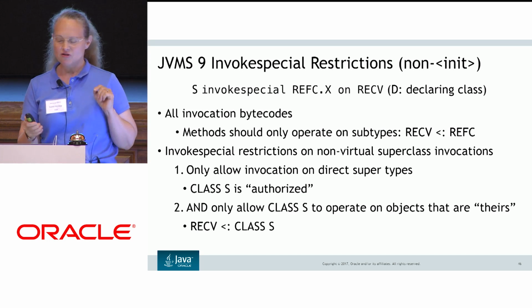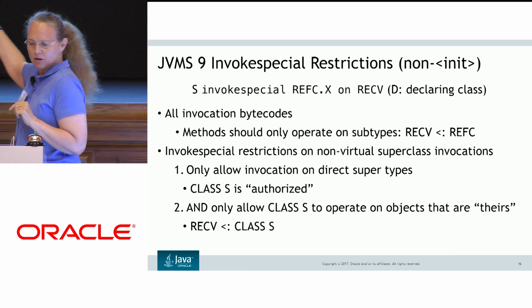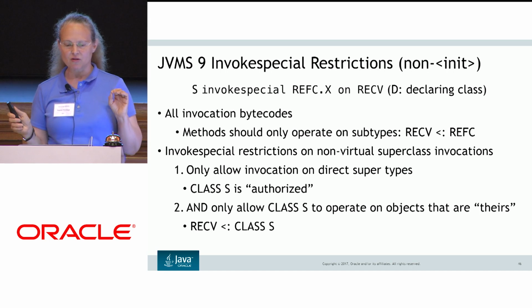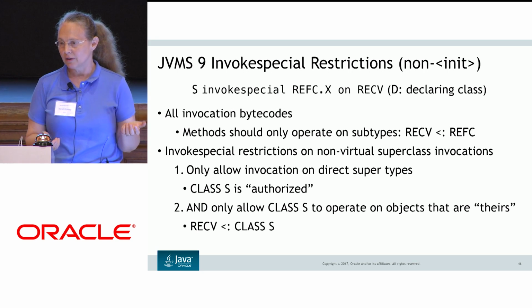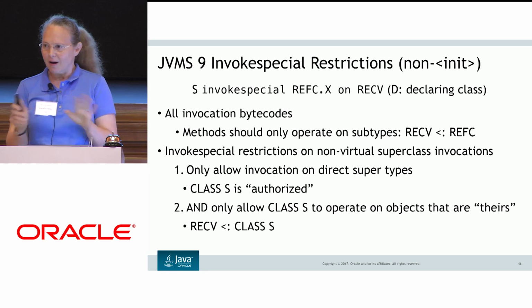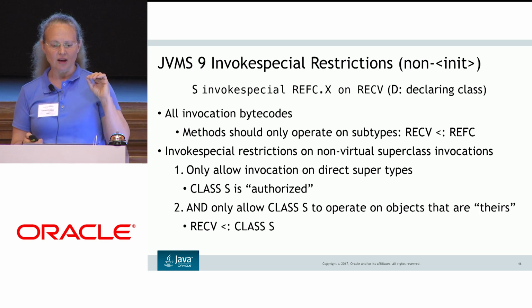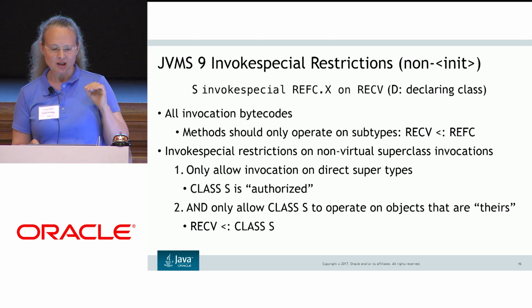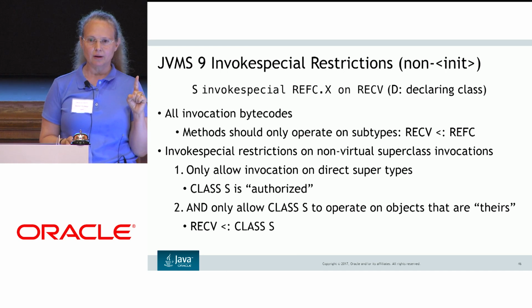So the restrictions, the JVMS 9 invokespecial restrictions. So we're back to that same, I'm doing invokespecial on refc, so just to remind you the terminology. All invocation bytecodes have the restrictions that methods should only operate on subtypes, right? So that dynamic type is a subtype of the static type, right? Like virtual methods wouldn't work without that. But I like to be anal, so that's in here. We didn't change it. Invokespecial has additional restrictions. It is essentially a non-virtual call. So for superclass invocations, you're only allowed invocation on a direct superclass, okay? If you do the implementation, you know there's a corner case and we're not going there.